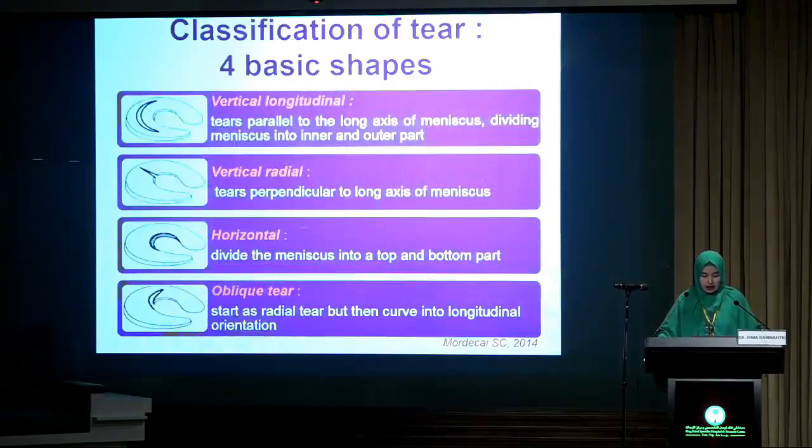In this classification of tears, there are 4 basic shapes: vertical longitudinal, vertical radial, horizontal, and oblique tear. Vertical longitudinal tears are parallel to the long axis of the meniscus, dividing the meniscus into inner and outer parts. Vertical radial tears are perpendicular to the long axis of the meniscus. Horizontal tears divide the meniscus into a top and a bottom part. An oblique tear starts as a radial tear but then curves into a longitudinal orientation.